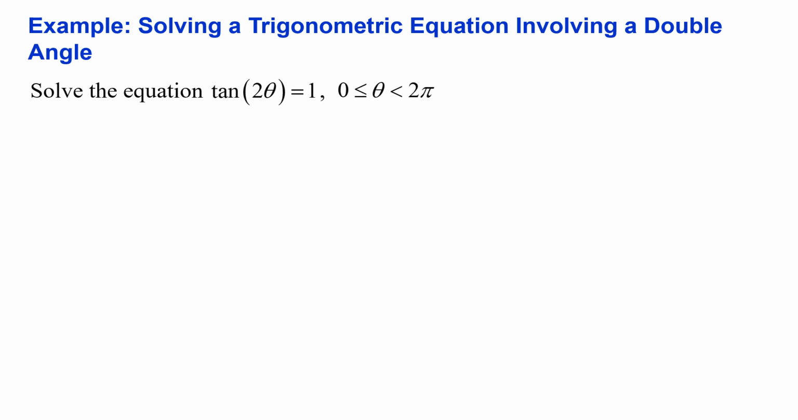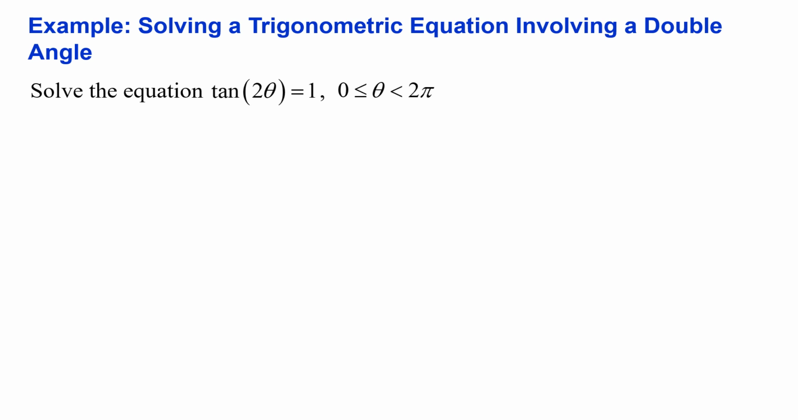Now, this problem says to solve the equation tangent of 2 theta equals 1 in the interval 0 less than or equal to theta less than 2 pi. And when we solve an equation where the argument of the trigonometric function is a multiple of theta, we will first find the general solution to make sure we list all possible solutions in the given specified interval.